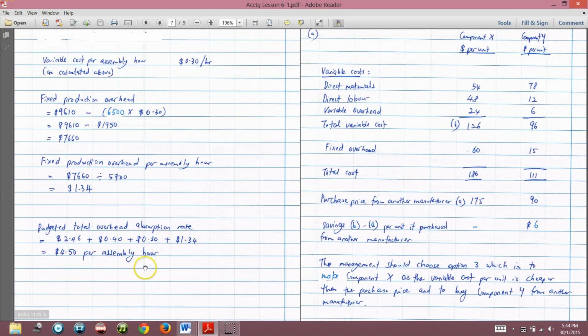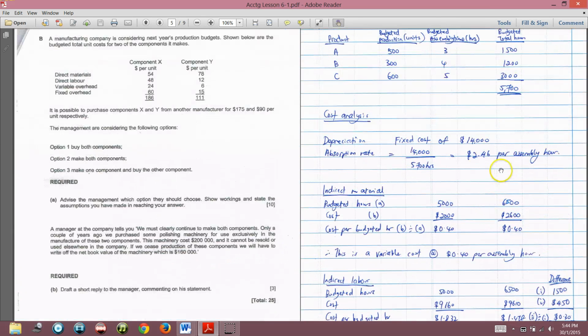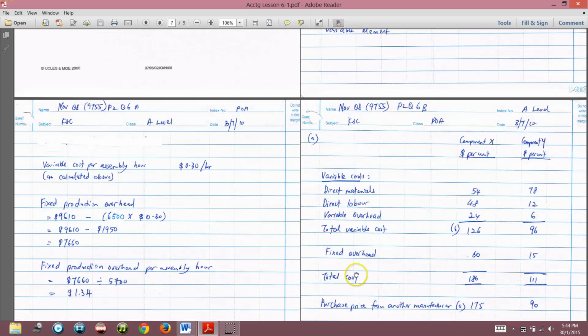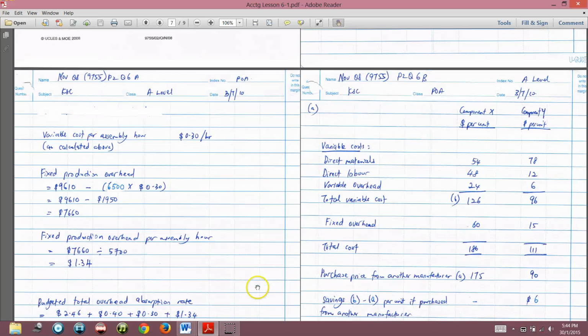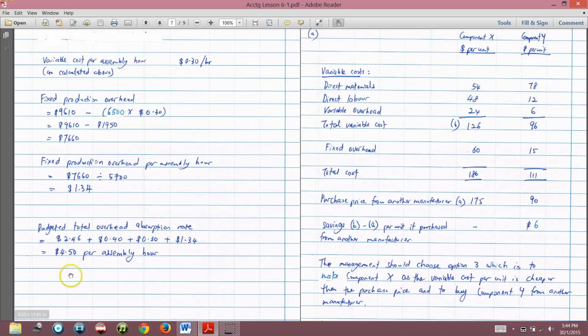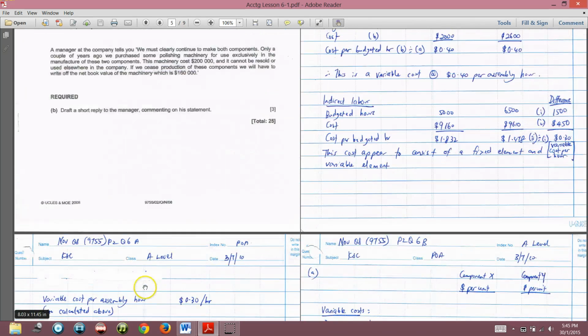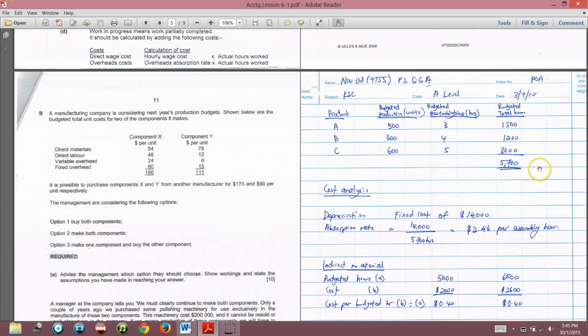So what is the overhead absorption rate? The question asks to calculate the budgeted overhead absorption rate to be applied to the products in the assembly shop. So the budgeted overhead absorption rate will be, adding up together, 2.46 plus 40 cents for indirect labor, and then plus 30 cents plus 1.34. So the budgeted overhead absorption rate is $4.50 per assembly hour. This is per budgeted assembly hour.